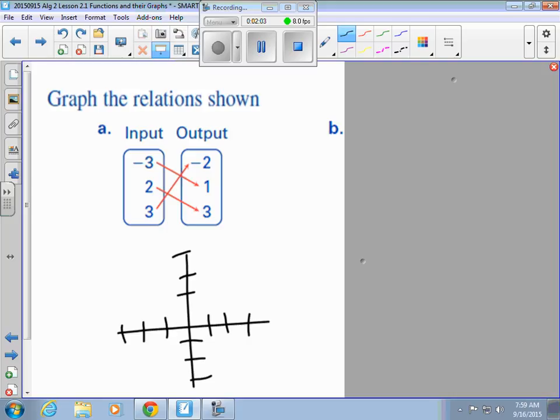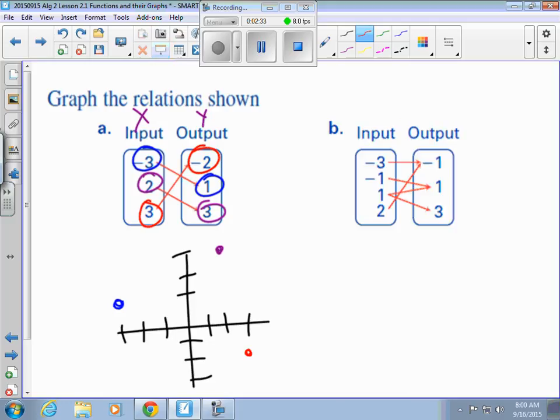Remember, the arrows represent the relation. So the first relation, the first one you're going to graph is negative 3, 1. Those are the two that are paired. So at negative 3, positive 1 is there. The next one you're going to do is 2, 3. So at 2, 3, remember, x is first. That's the inputs. Y is second. Those are the outputs, or your domains and ranges, respectively. And 3, negative 2 at 3, negative 2. That's what it should look like.